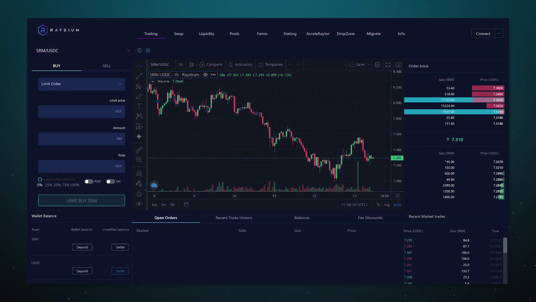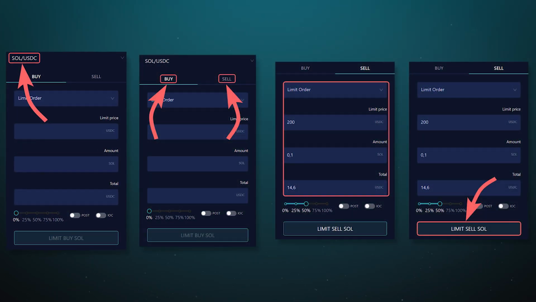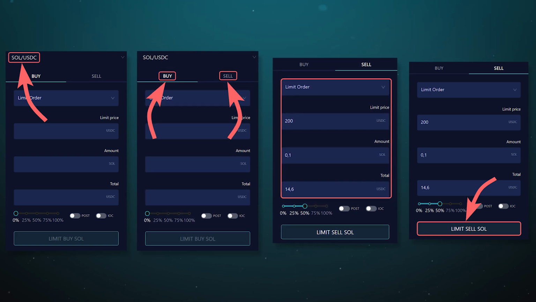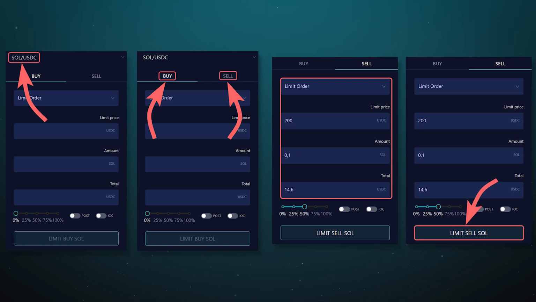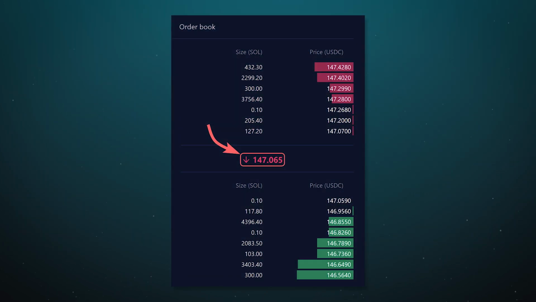After connecting the wallet, you can trade cryptocurrency using limit orders that will be executed only when the asset reaches a certain price. To do this, select the desired trading pair and select the type of the order, sell or buy. Then enter the price, the number of tokens, which must be a multiple of 0.1, and click the limit button. Please note that for most trading pairs, there is a limit on the minimum order amount, usually it is equivalent to 0.1 SOL. You can track the current price in the order book section.